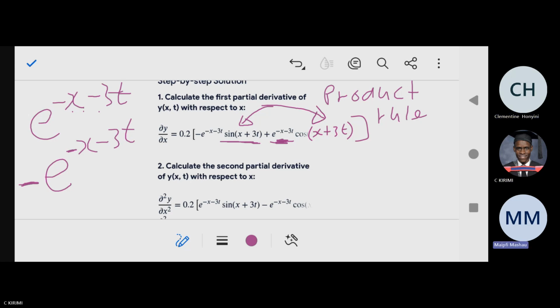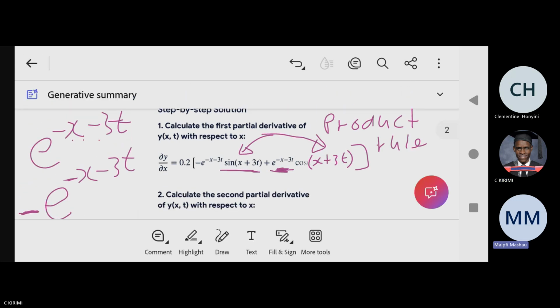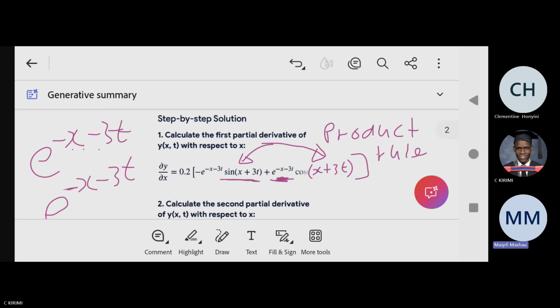You're saying, okay, the first one, it's constant. We took 0.2 out because 0.2 is multiplying everything, isn't it? It's a number. We differentiated the first one, e to the power negative x, which remains the same, but we multiply by the negative because the derivative of x is 1. So we multiply by -1. That's why we have the negative behind the first e, but it's still the same.